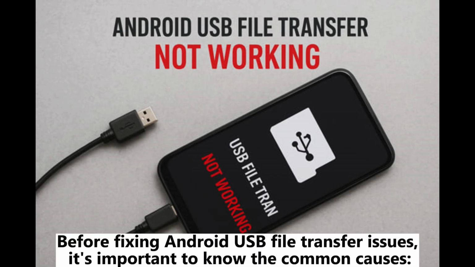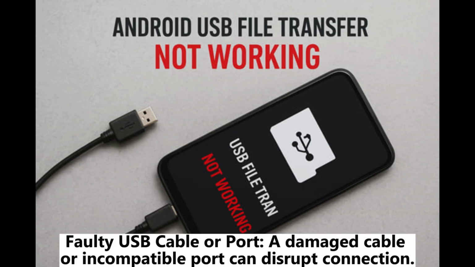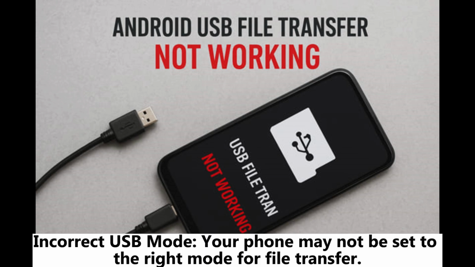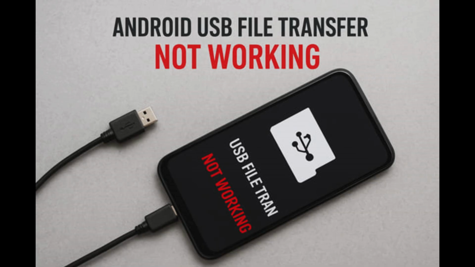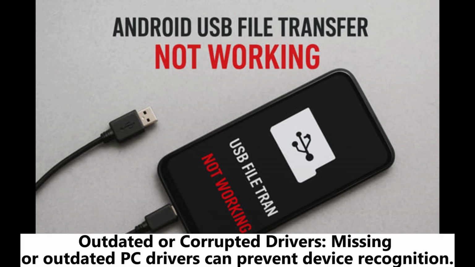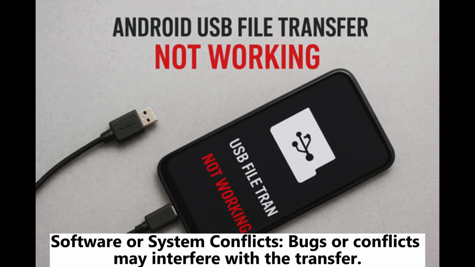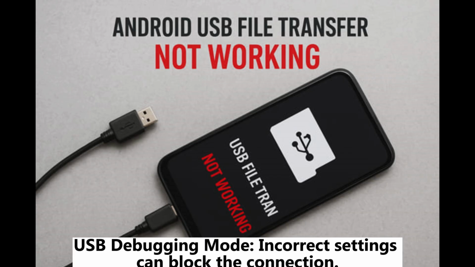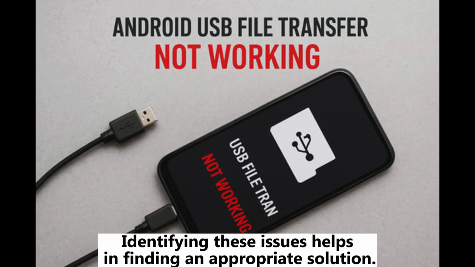Before fixing Android USB file transfer issues, it's important to know the common causes. Faulty USB cable or port. A damaged cable or incompatible port can disrupt connection. Incorrect USB mode. Your phone may not be set to the right mode for file transfer. Outdated or corrupted drivers. Missing or outdated PC drivers can prevent device recognition. Software or system conflicts. Bugs or conflicts may interfere with the transfer. USB debugging mode. Incorrect settings can block the connection. Identifying these issues helps in finding an appropriate solution.